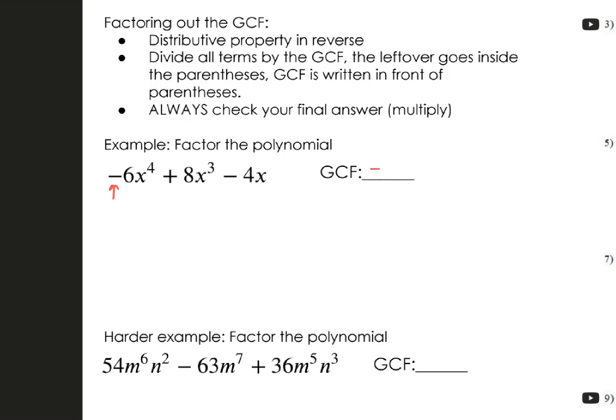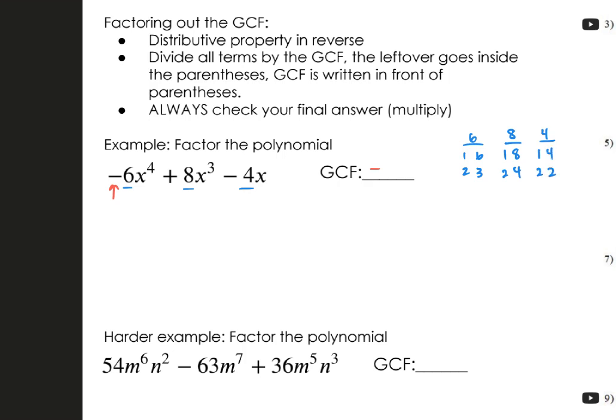Next we're going to figure out the number component of our GCF. To do that, we're going to take our coefficients 6, 8, and 4, and list out the factors. I like to list them out in pairs. 1 and 6 and 2 and 3 are the factors of 6. Then the factors of 8 are 1 and 8, 2 and 4, and the factors of 4 are 1 and 4 and 2 and 2.